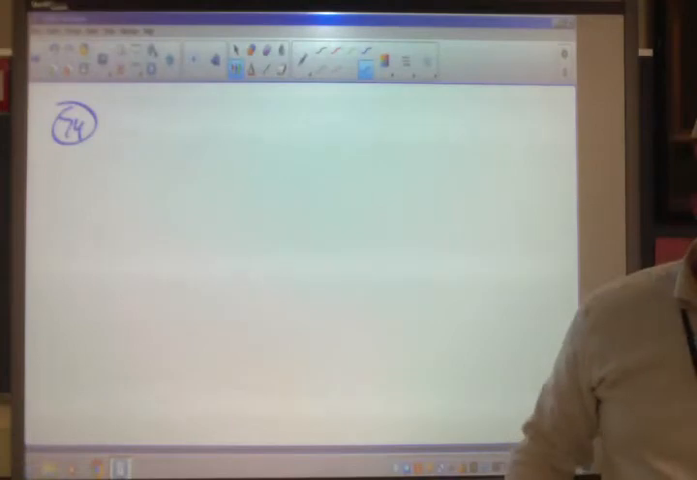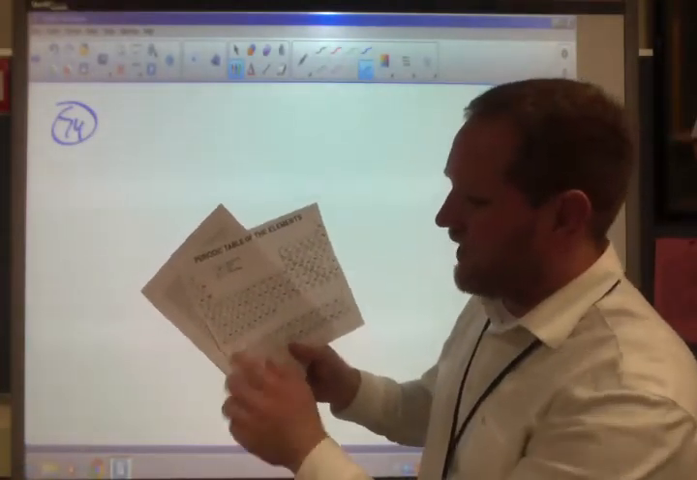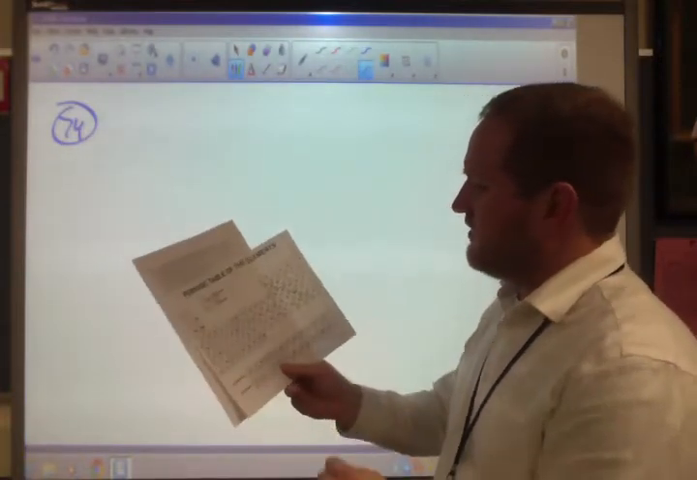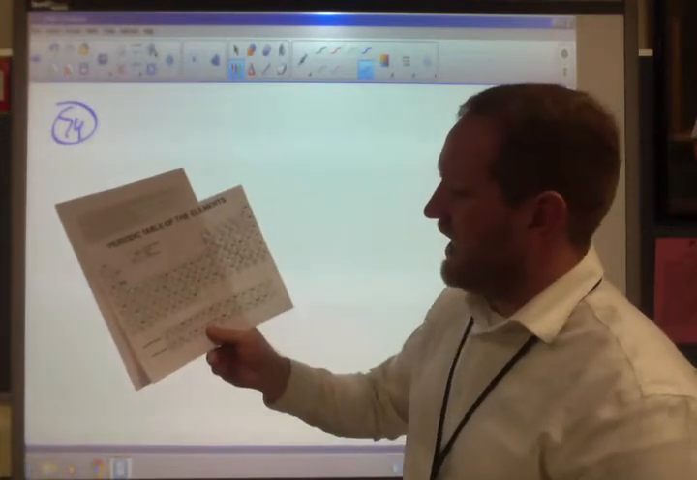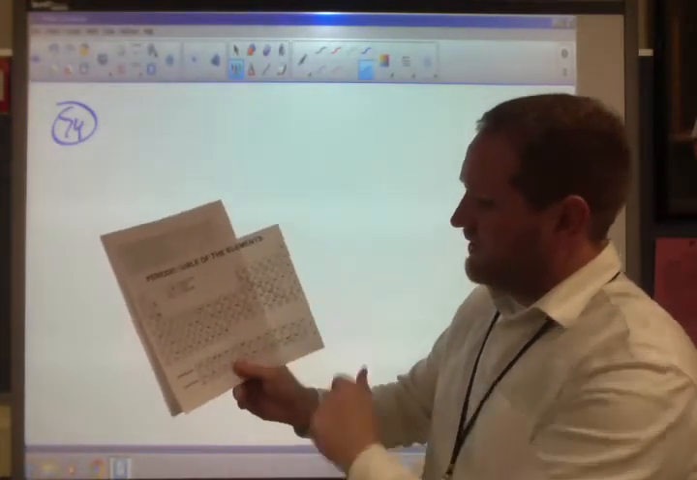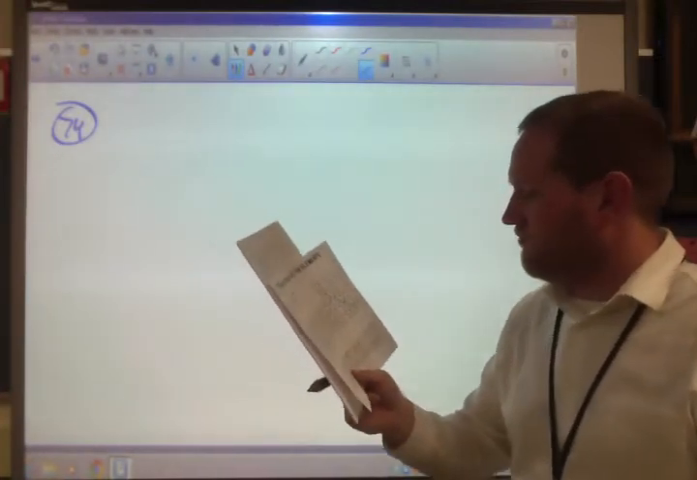Alkaline earth metals, that's group 2A. Beryllium, magnesium, calcium, strontium, barium, radium. Halogens, that's 17 or 7A. Fluorine, chlorine, bromine, iodine, astatine. And noble gases, that's all these at the end: helium, neon, argon, krypton, xenon, radon.